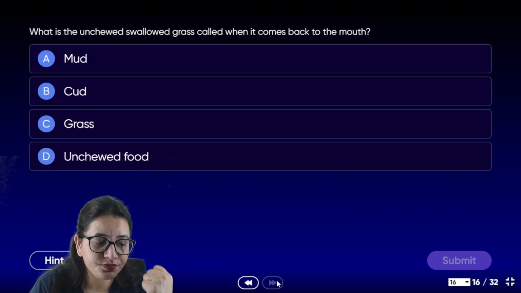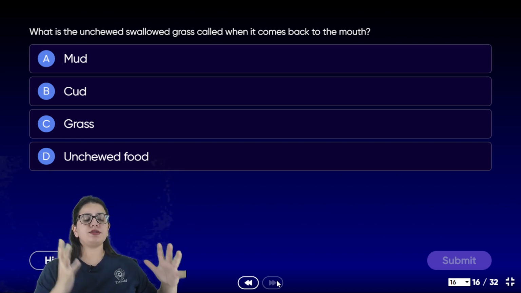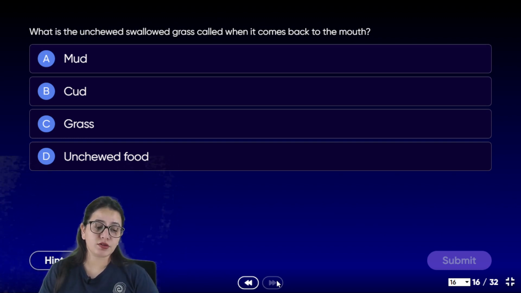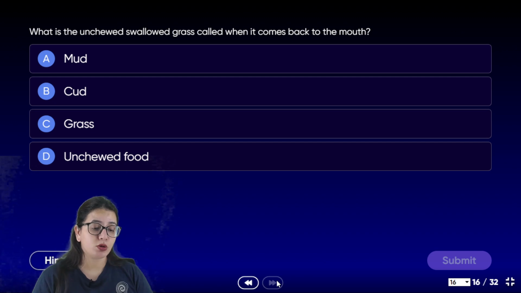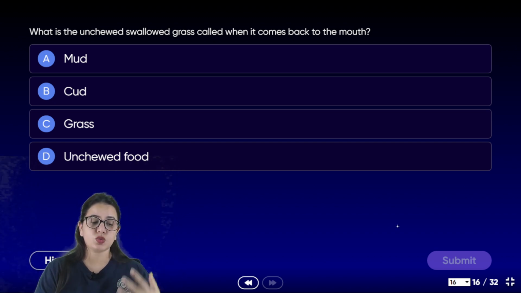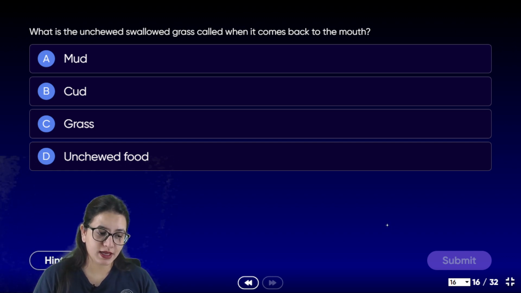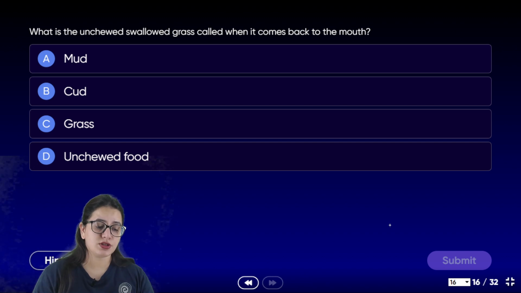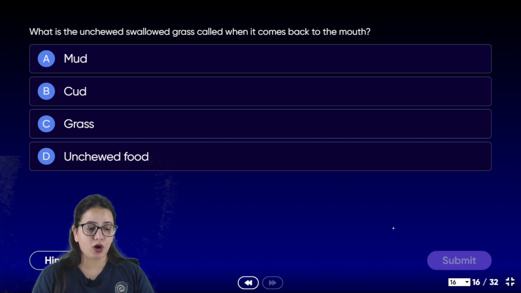Next question. Children, what we have studied the concept, now we're going to basically solve some questions related to it. What is the unchewed swallowed grass called when it comes back to the mouth? What do we call that particular part of the food which is being unchewed, is being swallowed, and again it comes back to the mouth? Yes, it is mud, is it curd, is it grass, or is the unchewed food? What do we call it?